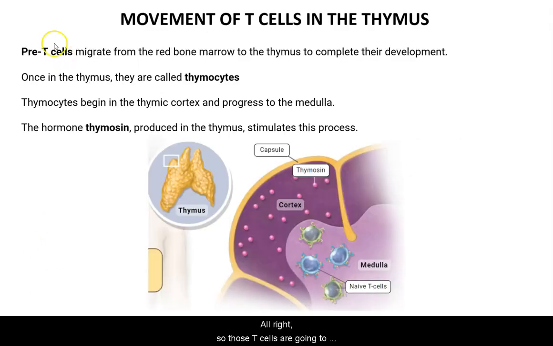All right, so those T cells are going to leave the bone marrow. They're going to head to the thymus. Once they get to the thymus, they're going to be called thymocytes. Thymocytes are going to begin here kind of on the outside of the thymus in the cortex, and they're going to migrate towards the medulla, or the inner part of the thymus. And there's a hormone, thymosin, that's going to stimulate this process.